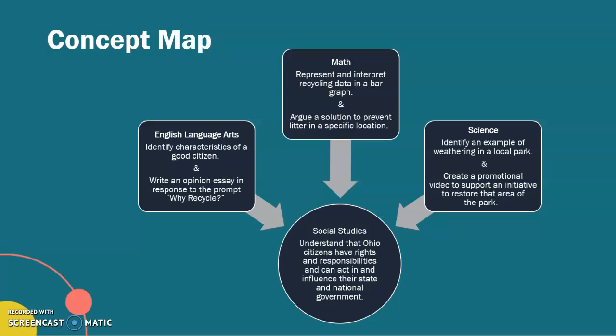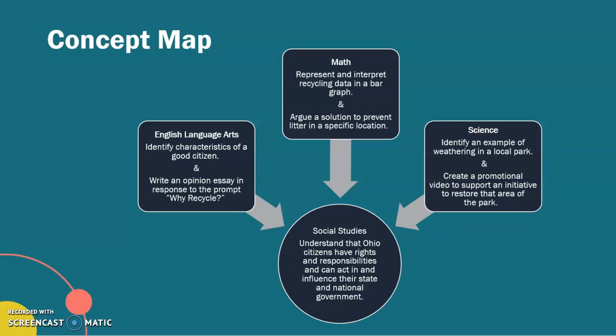So this connects to the overarching social studies concept because, first of all, students are going out and once again making a difference in their community, and then they are showing that they realize that capacity to influence their state and national government because they were arguing a solution to prevent litter in that location. So they can argue that solution to a school administrator or to a government official, someone who can help them make that change in their community.